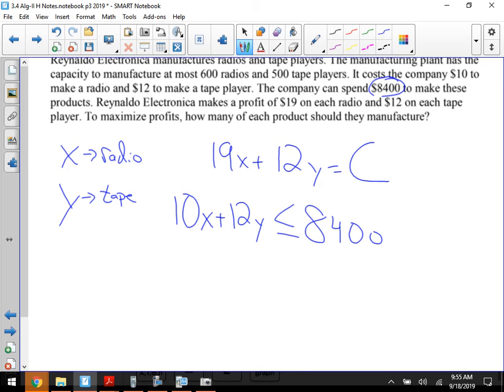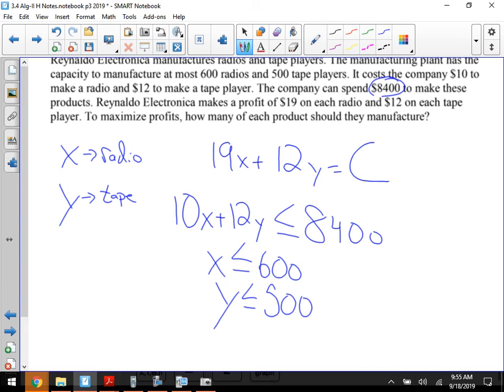$24. Okay. Yeah. So then the last little bit was they had certain specific capacities at manufacturing. Those capacities were set at 600 and 500. So the radios they can make at most 600, and tape players at most 500, which gives us a whole bunch of constraints and intercepts.